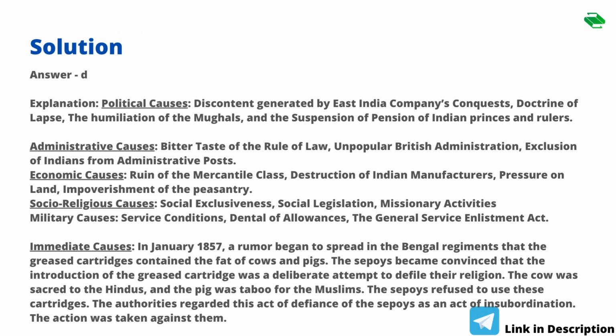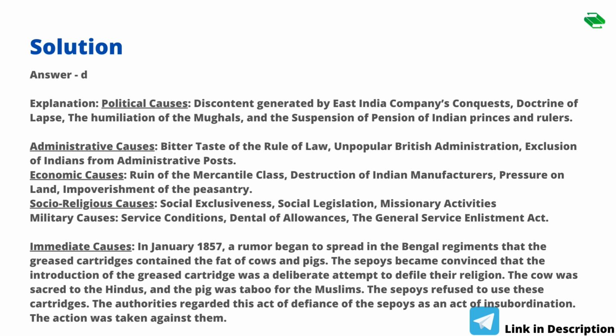Answer is D. Explanation. Political causes were discontent generated by East India Company's conquests, doctrine of lapse, humiliation of the Mughals, suspension of pension of Indian princes and rulers. Administrative causes were bitter taste of the rule of law, unpopular British administration, exclusion of Indians from administrative posts. Economic causes were ruin of the mercantile class, destruction of Indian manufacturers, pressure on land, impoverishment of peasantry.